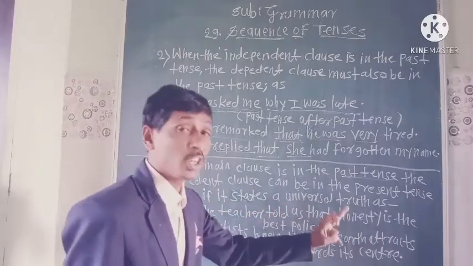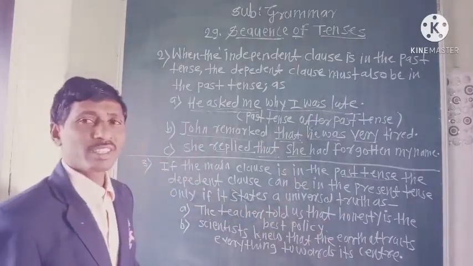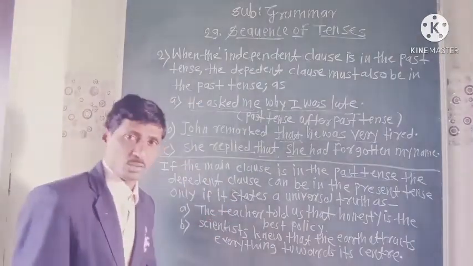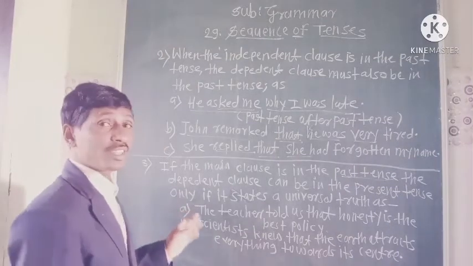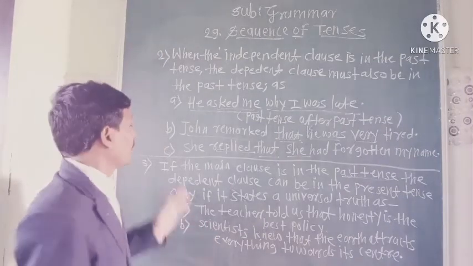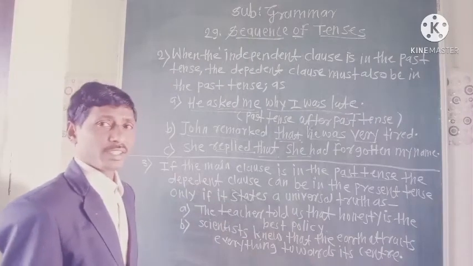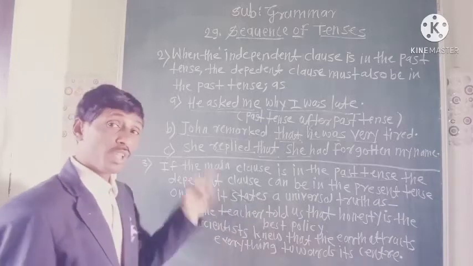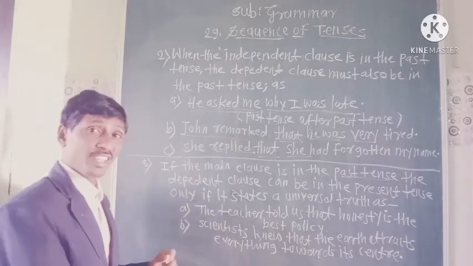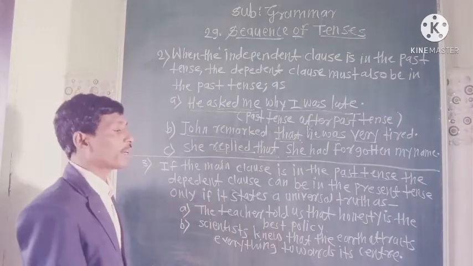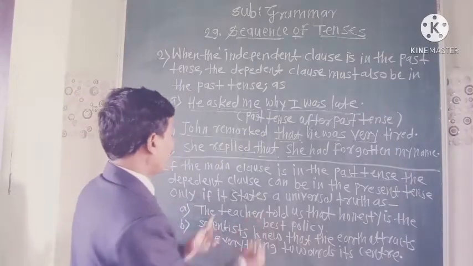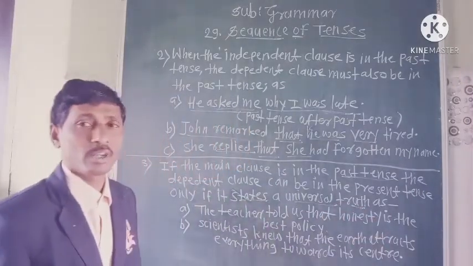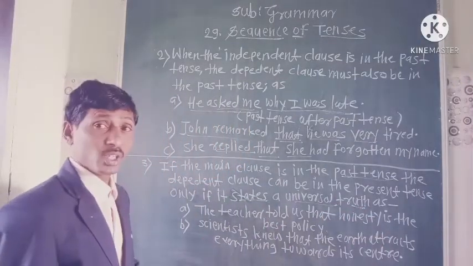Dear student, concentrate. Here is the sequence of tenses we are going to learn. So remember, these rules are very important. If the main clause is in the past tense, the dependent clause can be in the present tense, but only on the condition that it states a universal truth. Do you know what a universal truth is? Let's see which are universal truths.